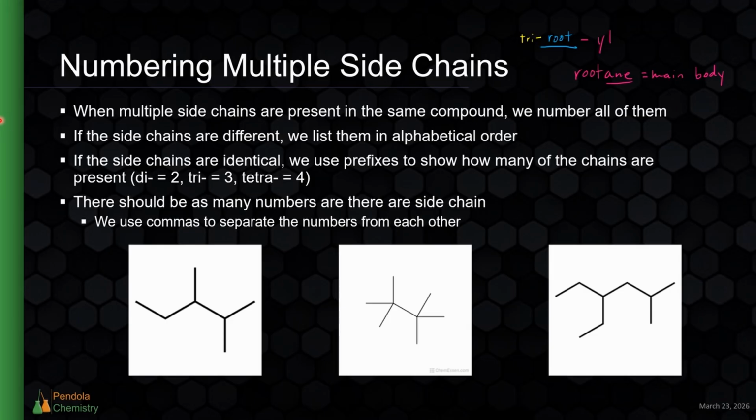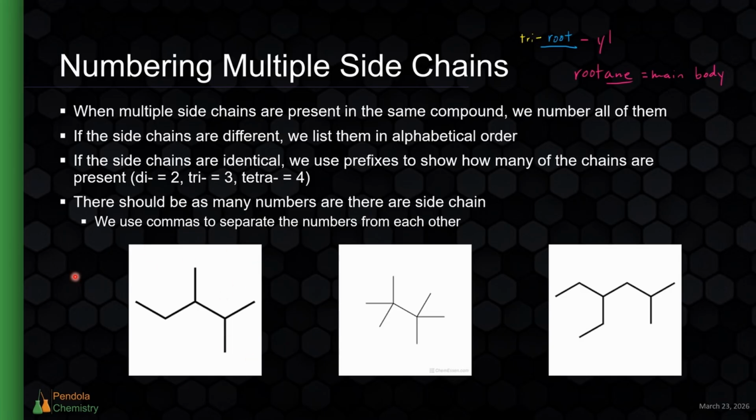There should be as many numbers as there are side chains. So if this is a trimethyl, for example, then in front of that tri, there's going to be 3 numbers, 1 for each side chain. We're going to use commas to separate numbers from each other. So we use hyphens to separate letters from numbers, commas to separate numbers from numbers. So let's put this into practice so that will make it a little easier to understand.